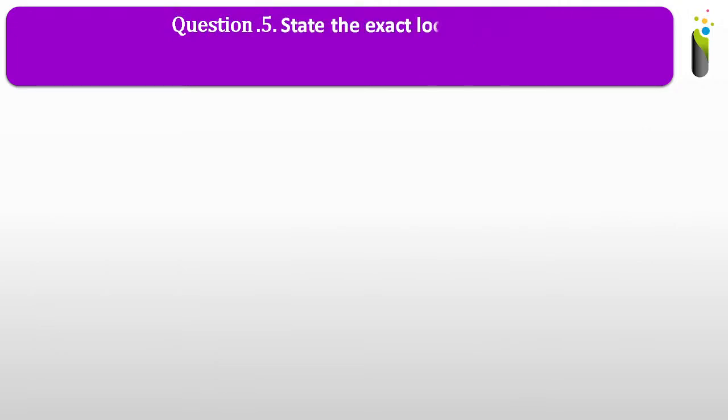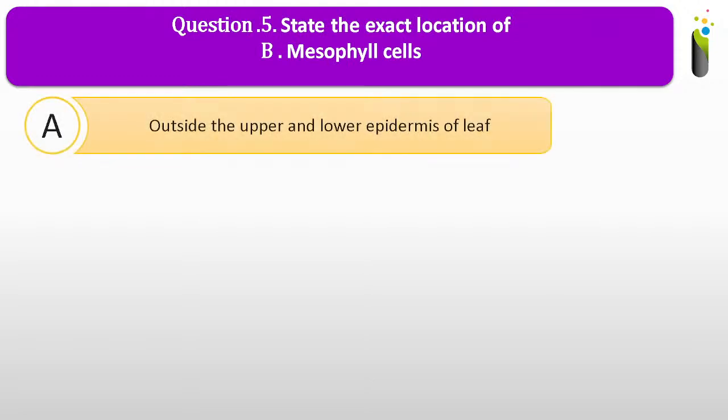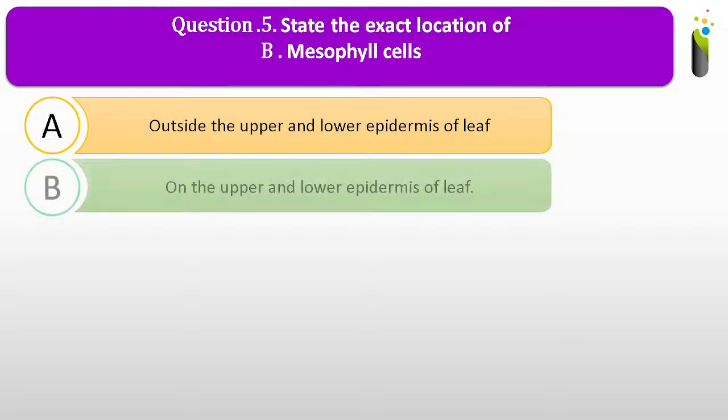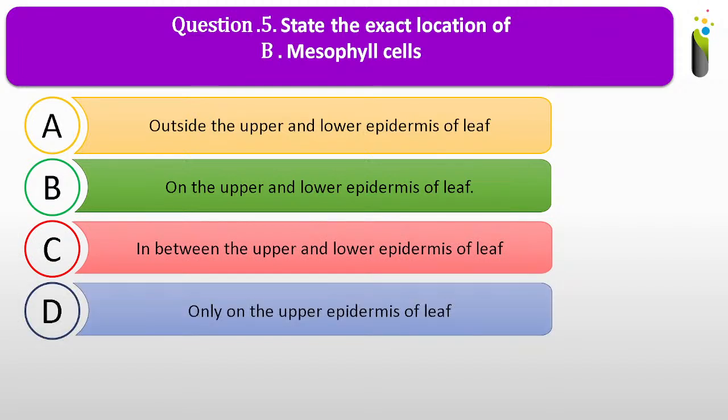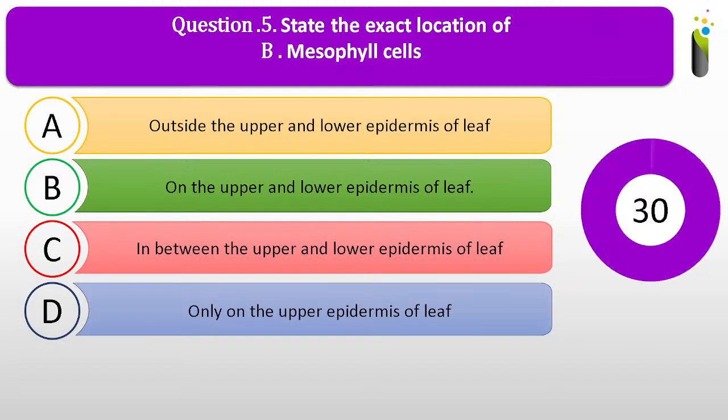Question number 5, state the exact location of sub-question B, that is mesophyll cells. A. Outside the upper and lower epidermis of the leaf. B. On the upper and lower epidermis of the leaf. C. In between the upper and lower epidermis of the leaf. D. Only on the upper epidermis of the leaf. So answer fast. Where are the mesophyll cells located?